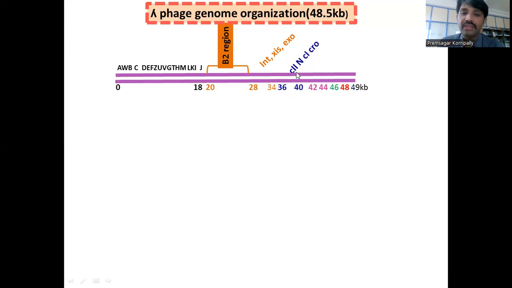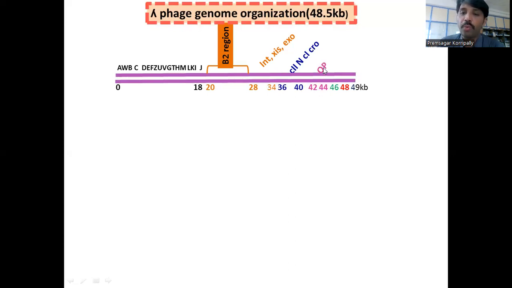Then C2, N, C1, and Cro. These are the genes responsible for early regulation. They are present after the genes responsible for integration, excision, and recombination.